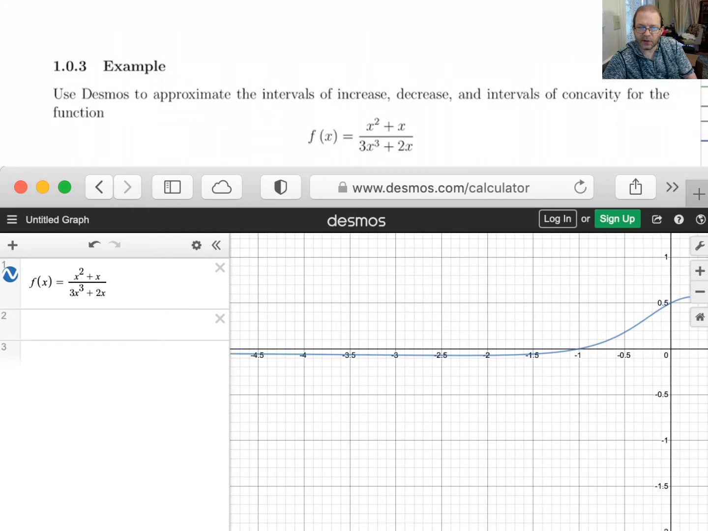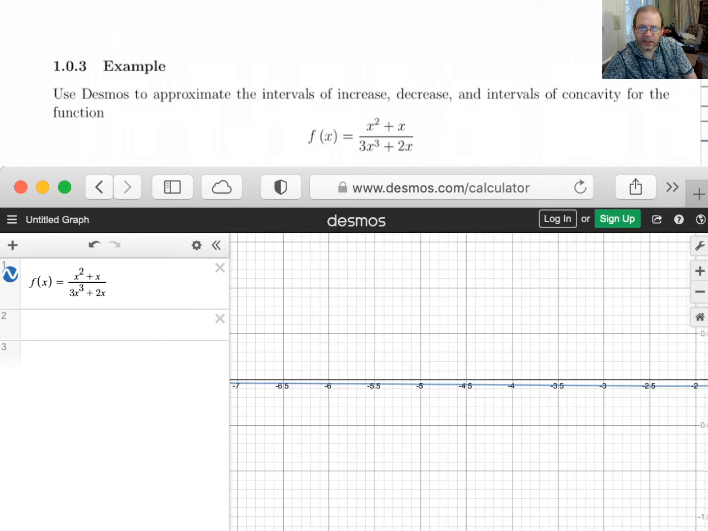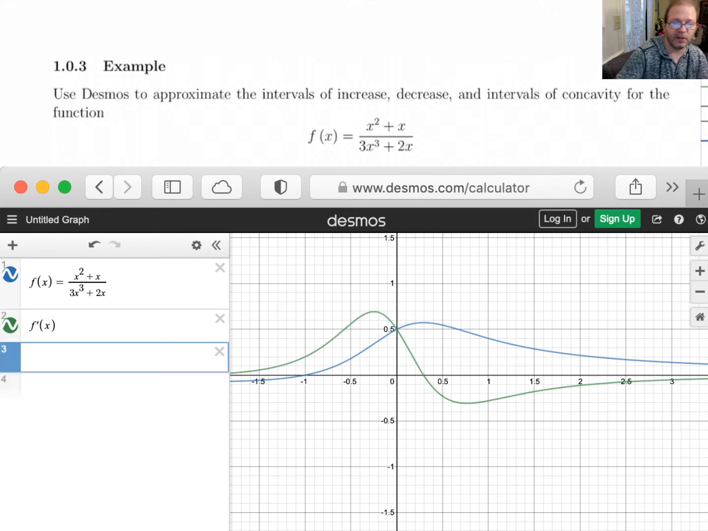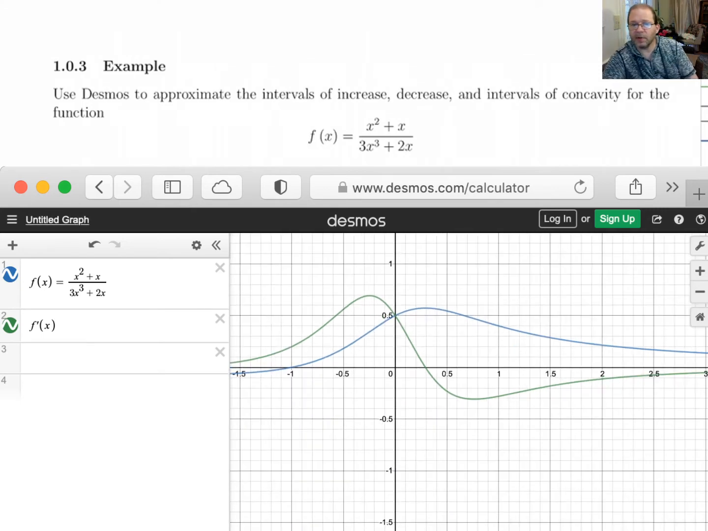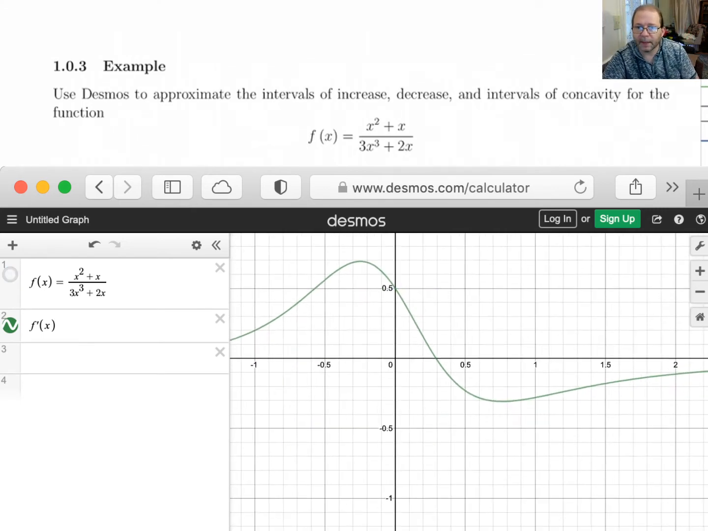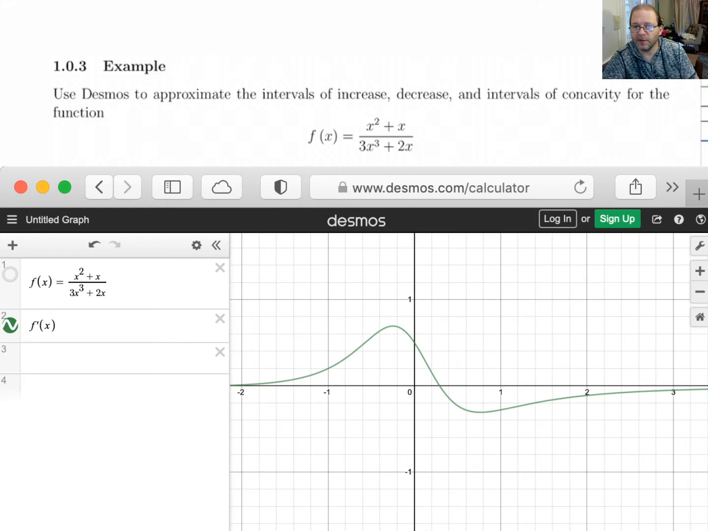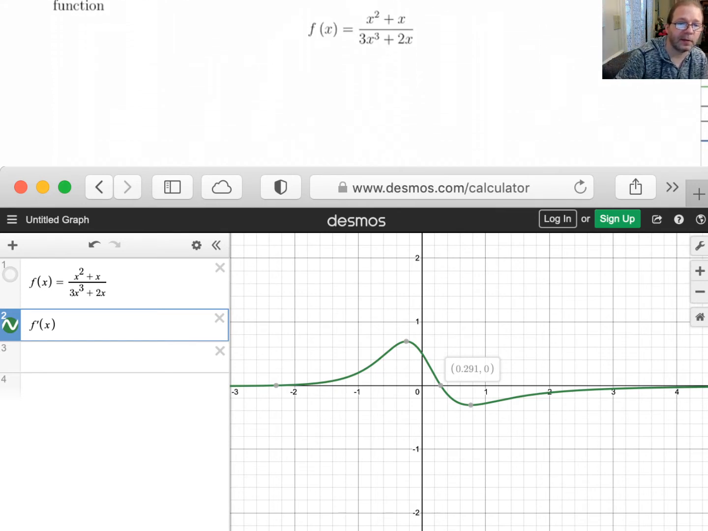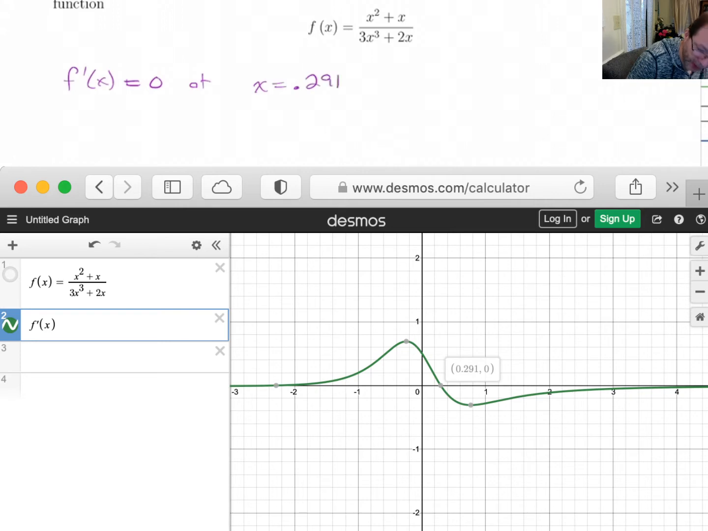But let's see, does it have another maximum or minimum out here? That can be kind of hard to tell. So here's what I'm going to do. Notice I've got it written in as f of x. If I put in f prime of x, that gives me the derivative. So I'm going to turn the original function off for a moment. If you look at the places where the derivative is equal to 0, the derivative is equal to 0 here at 0.291. So let's write that up here. F prime of x equals 0 at x equals 0.291.